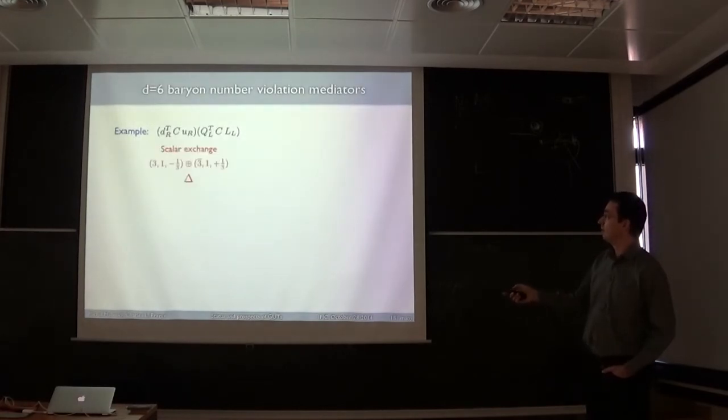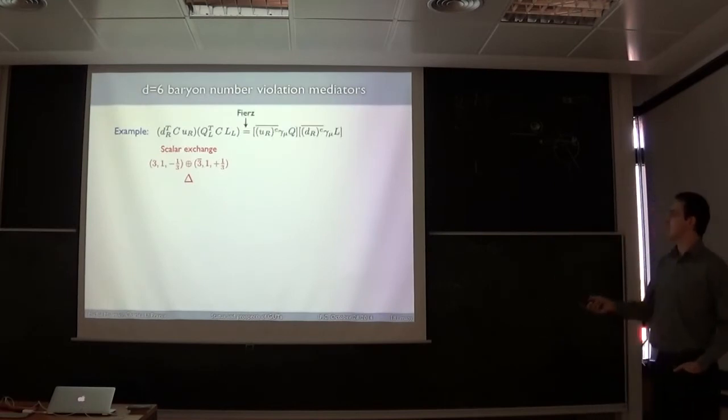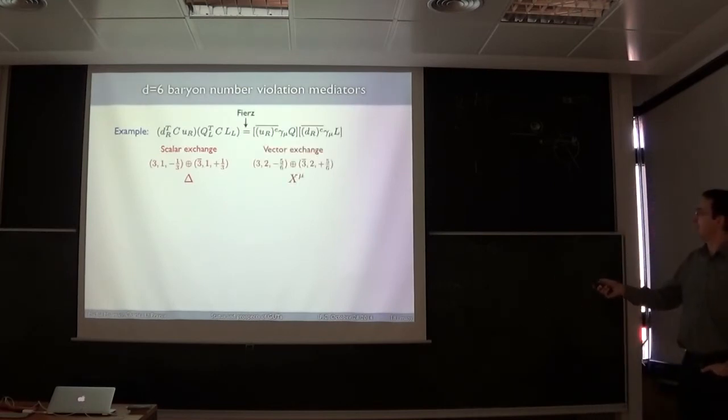So for instance, if you write, I think this is the first one here, if you write it like this and you open it here, you get a scalar exchange. So you need an extra scalar which transforms like this under the standard model in order to really generate this operator when you integrate out such a scalar. But you can fuse this and you get immediately a vector exchange which leads to the same type of effective operator. So I will call these deltas, these X's.